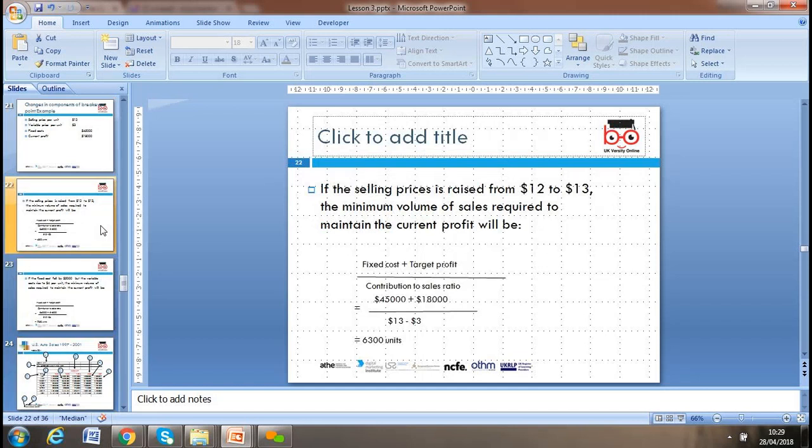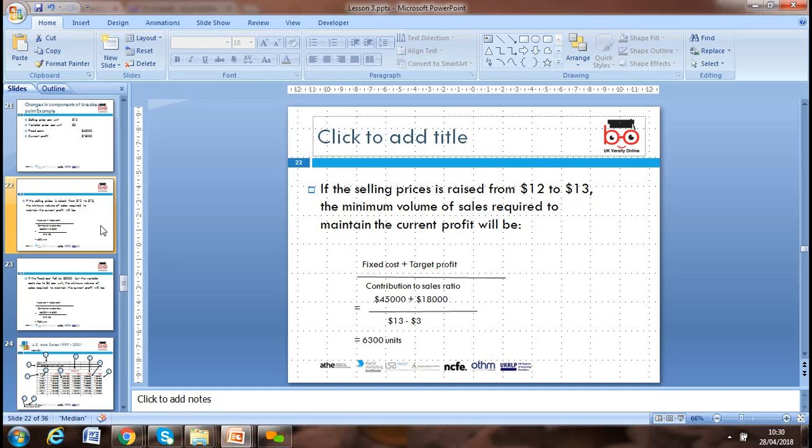Sir, how do we calculate the budgeted revenue and the budgeted expenses? Yes, we'll go through that now. If the selling price is raised from 12 to 13, what is the minimum volume of sales required to maintain the current profit? So it will be fixed cost plus target profit divided by contribution.